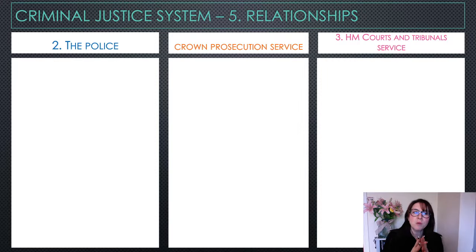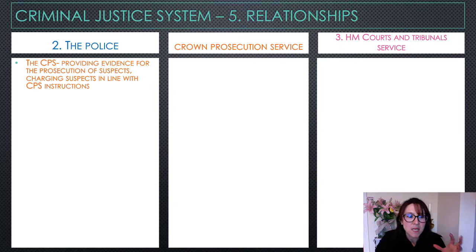So we start with the police. So whatever your police is in the colour, I've done mine blue for police. On your police section, wherever it is on your bubble, you can then start linking it out further to the people it's connected with. So the police are connected with the CPS, so keep the CPS in their colour. The CPS provide evidence for the prosecution of suspects, charging suspects in line with the CPS instructions. So the police work with the CPS to share their evidence.